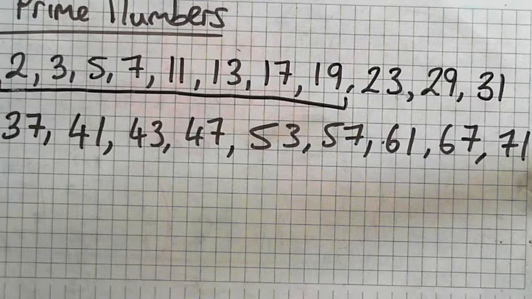After that, every other even number is divisible by 2, isn't it? So 4 has 1, 2 and 4. 6 has 1, 2, 3 and 6. Every other even number is not prime. Most prime numbers are odd, as you can see.